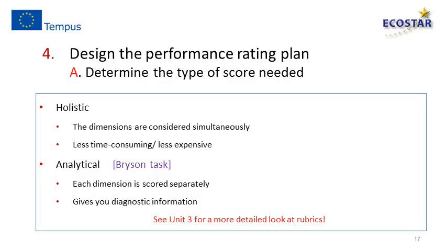Or you can do analytical rating, which is what is going on in the Bryson task, where you have the dimensions and you don't look at them all together. You look at each dimension separately, and you give a grade or rating for each dimension separately. So this might take a little bit longer, but it gives you diagnostic information. Okay, you can see where the students' strengths lie and where their weaknesses lie.